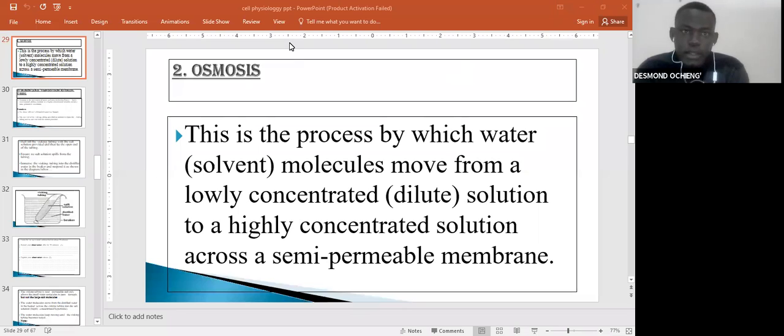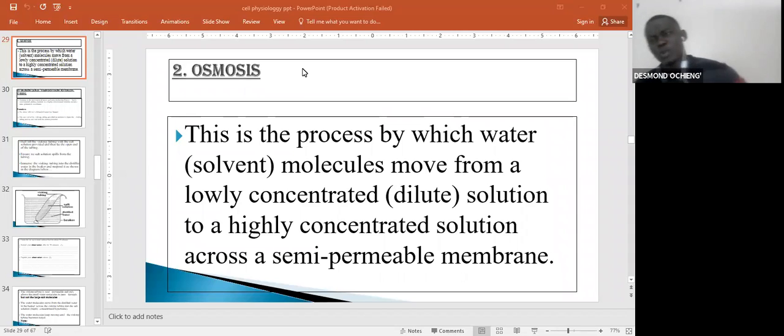Okay. Now, osmosis. Osmosis, as you all know, in some of your textbooks, is described as a special type of diffusion. That is what some textbooks say. For instance, if you look at KLB biology, they say osmosis is a special type of diffusion. Now, what is osmosis?